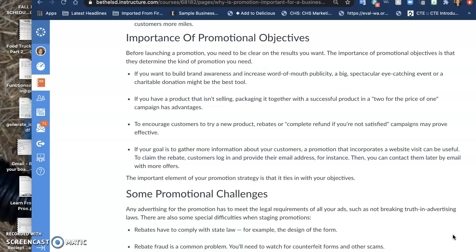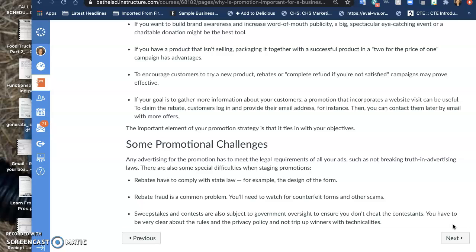And if your goal is to gather more information about the customers, a promotion that incorporates a website visit can be useful. To claim the rebate, customers log in and provide their email address, for instance. Then you can contact them later by email with more offers. The important element of promotion strategy is that it ties in with your objectives.